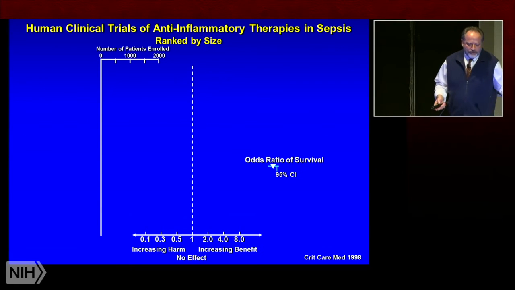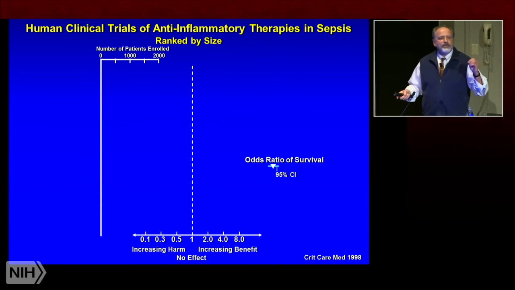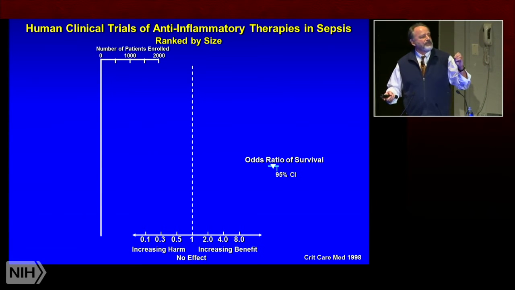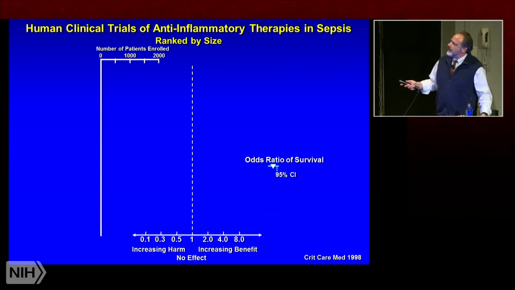So this is my first meta-regression. What I'm regressing this meta-analysis against is the size of the clinical trials from 0 to 2,000 patients. And again, here's our no effect line. This is the odds ratio of survival, which is the probability of surviving if you got an anti-inflammatory agent in your septic population versus a control population that was treated by all the normal treatments except they didn't get an anti-inflammatory agent. This is your 95% confidence interval. This means that if you got the anti-inflammatory agent, you were 2 times more likely to survive, 4 times more likely to survive, 8 times more likely to survive, and here you're more likely to die.